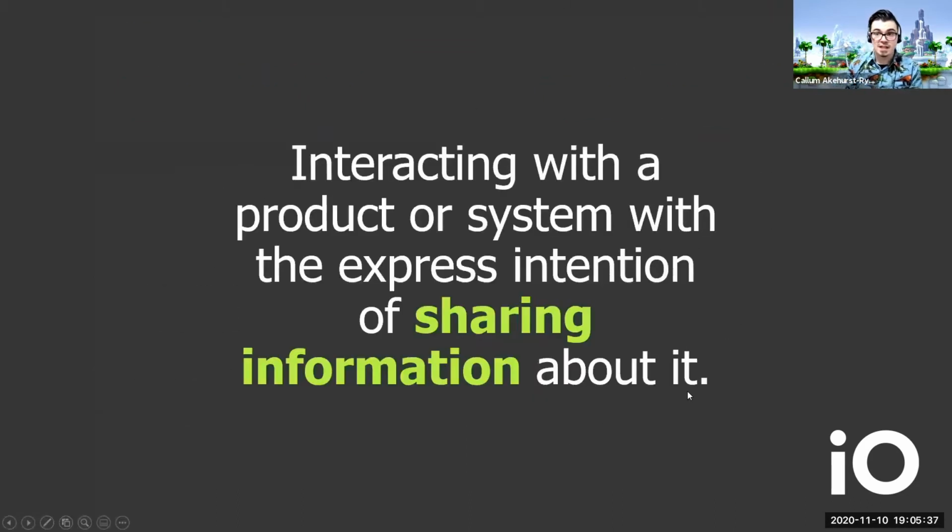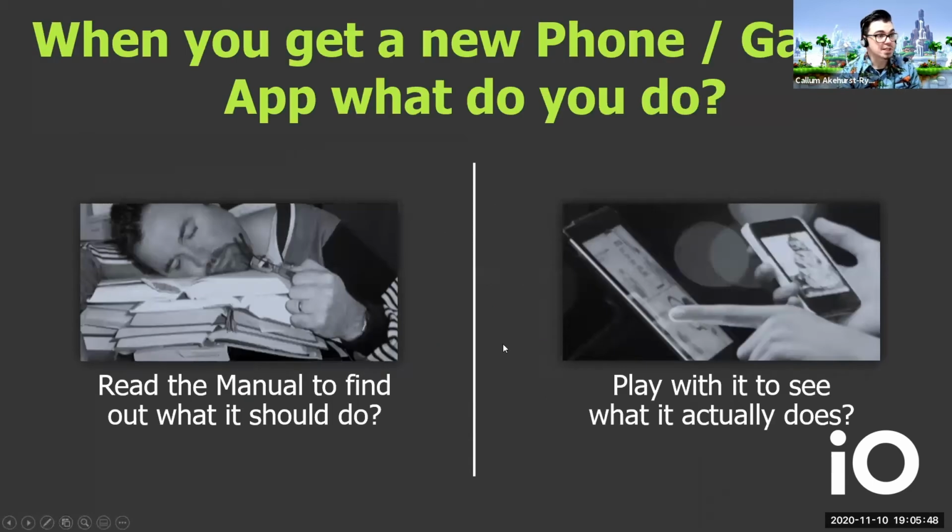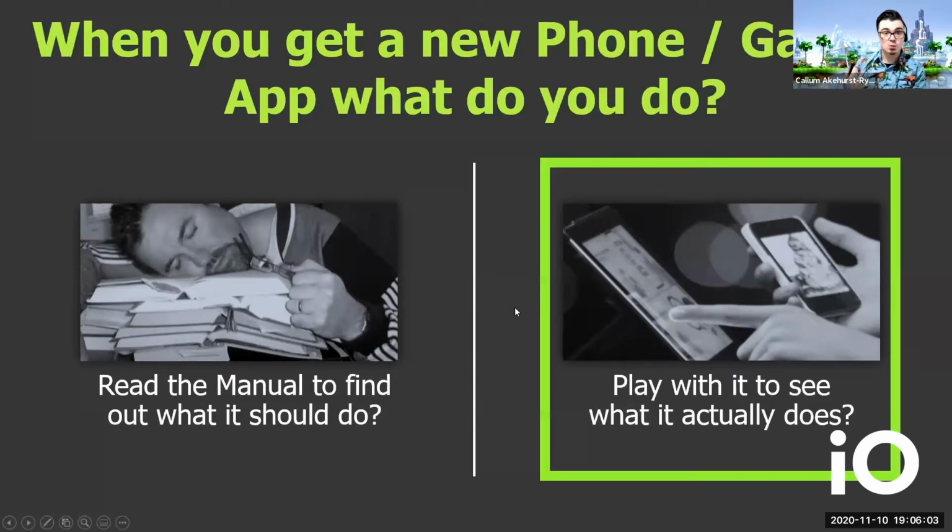So like I've said, exploratory testing is really just interacting with a product or a system with the express intention of sharing information about it. So if you've ever got a new phone or a game or an application, and rather than sitting there reading the manual to find out what it should do, you just actually start using it, then you've effectively done exploratory testing. That's what we're doing. We're trying to interact with something to get information about it, see how it works, so that we can share that with people.